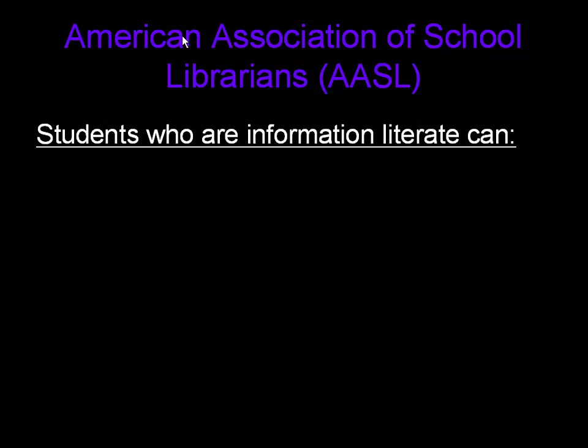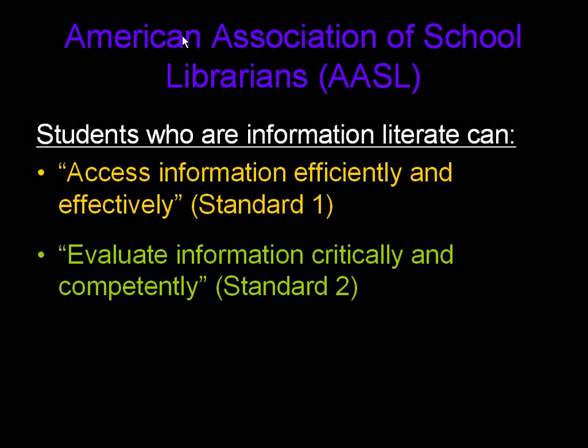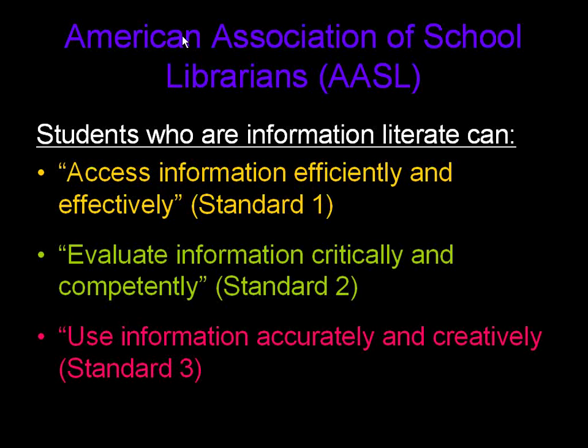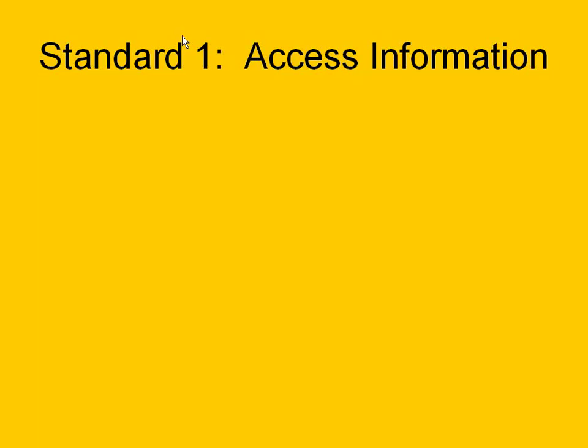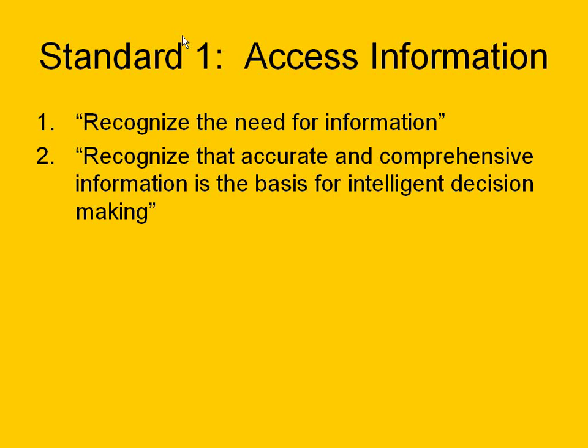The American Association of High School Libraries suggests that students who are information literate can access information effectively, can evaluate information, and can use information accurately and creatively. When teaching students to access information, we must teach 5 sub-skills called indicators. The first of which is to recognize the need for information. The second of which is to recognize that accurate and comprehensive information is the basis of intelligent decision making.